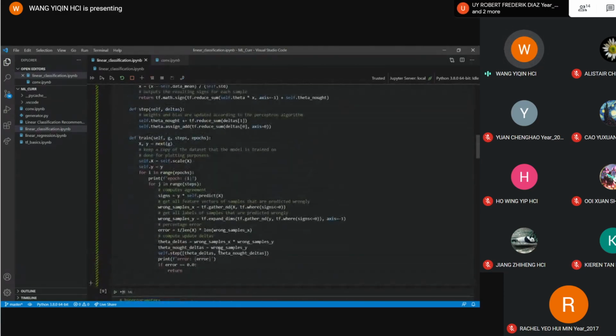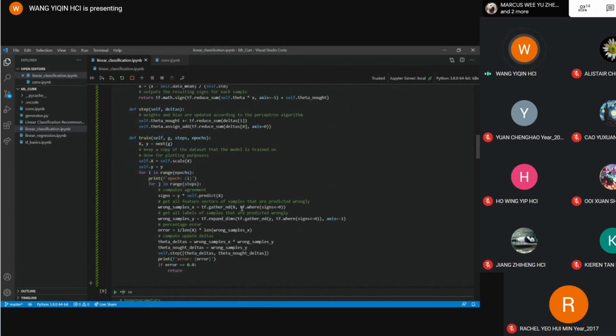Because the perceptron algorithm needs to see the same data points multiple times, for this training I'm just training on the same set of samples. I only generated samples once. So this is the x and y. And I store a scaled version of the dataset just for plotting. So I store these two for plotting purposes. You don't actually have to do that. Then I'm using epochs and steps, but it doesn't really make sense for this case, but we'll just deal with it for now.